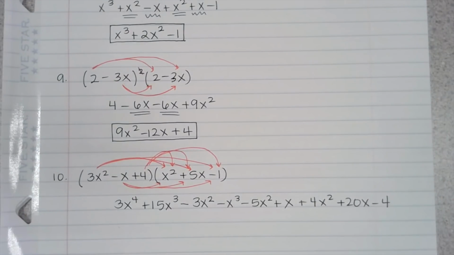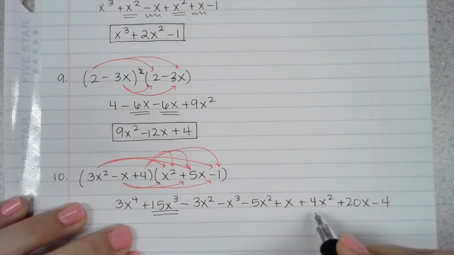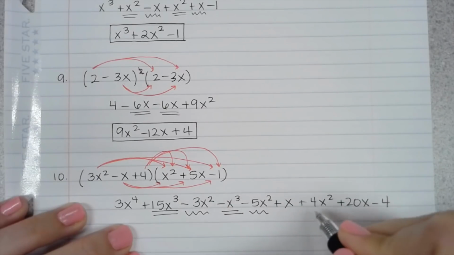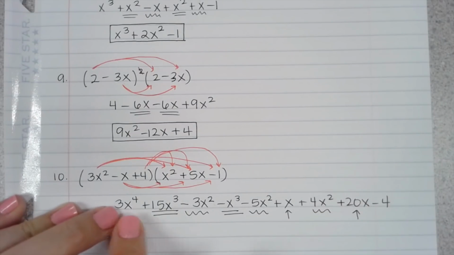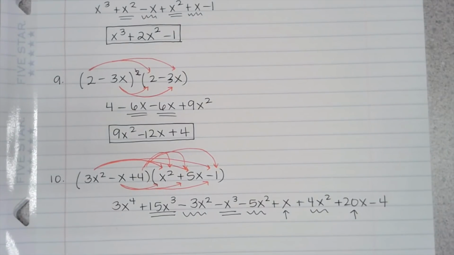And so now for this last part, I just have to find the ones that can combine together. So I see an x to the 3rd and an x to the 3rd. And then I see an x squared and an x squared and an x squared. And then there's an x and there's an x. So this one won't have any to combine with, and this one won't have any to combine with. But other than that, there's a couple that can combine together.